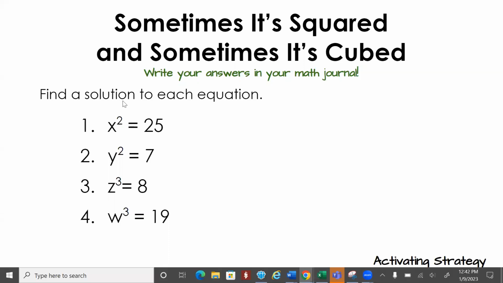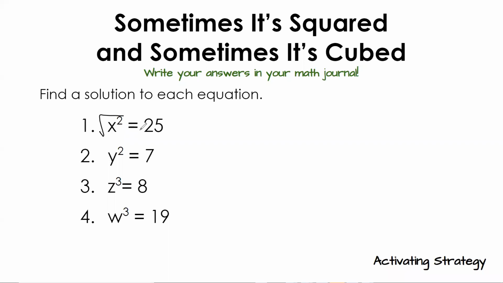Okay, so if I were going to find the solution to each of these equations, what's the first thing I'm going to do with this guy? Take the square root of both sides, right? Okay, so when I take the square root, what's the square root of 25? It's going to be positive and negative 5.